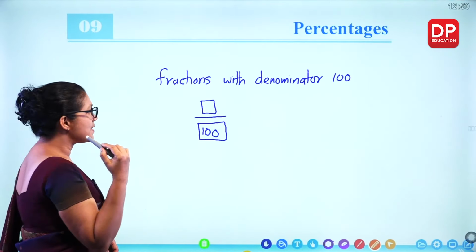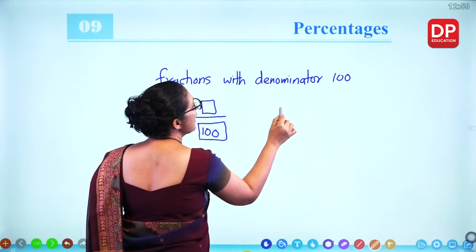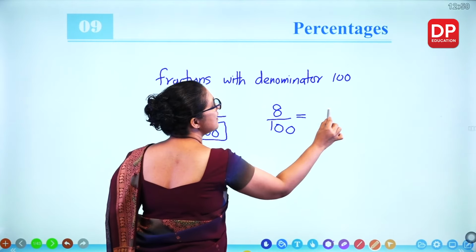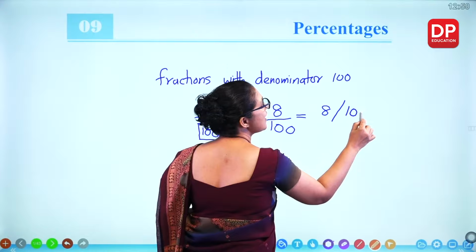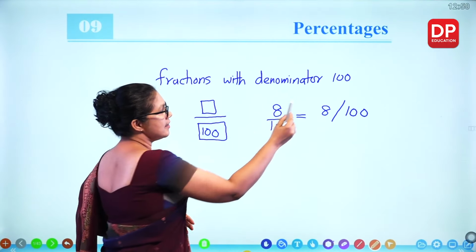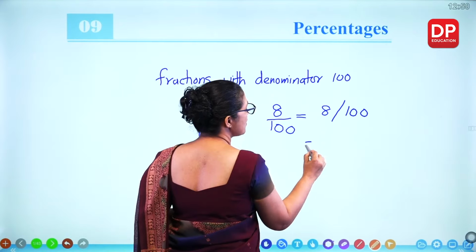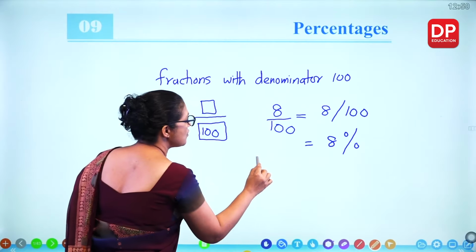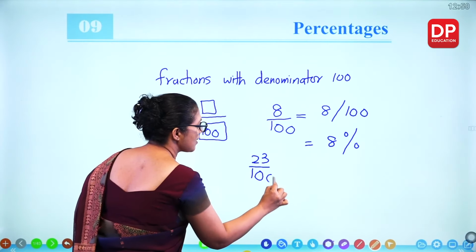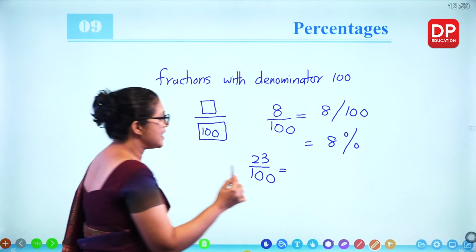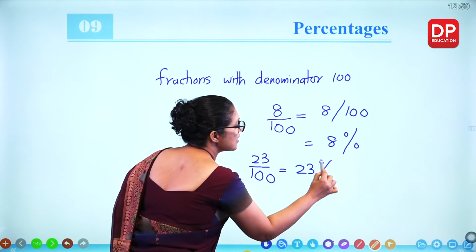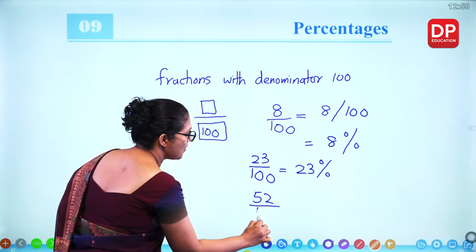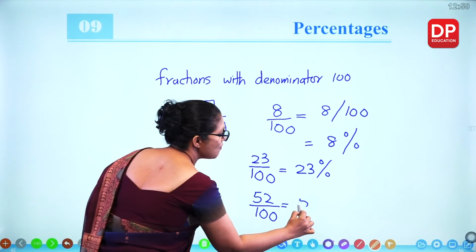So how can we write down percentages? We can write down 8 over 100 as 8 divided by 100. I can take 1 here and zeros both sides and I can write this one as 8%. So 23 over 100 is 23%, or 52 over 100 we can write as 52%.